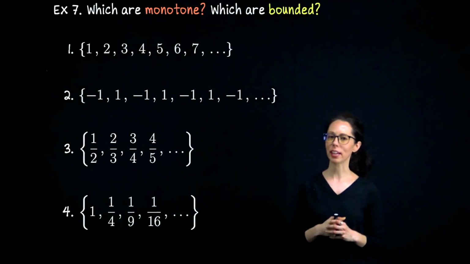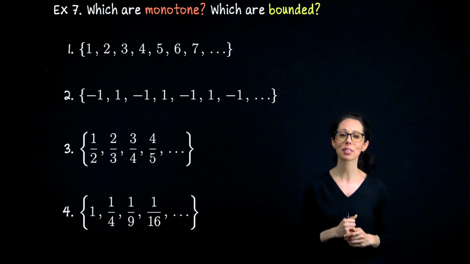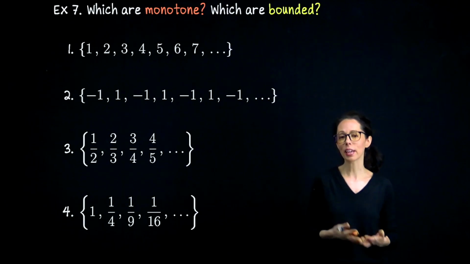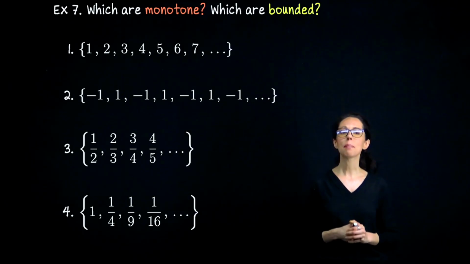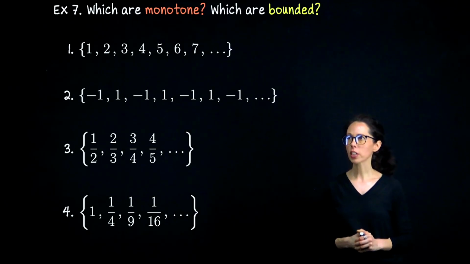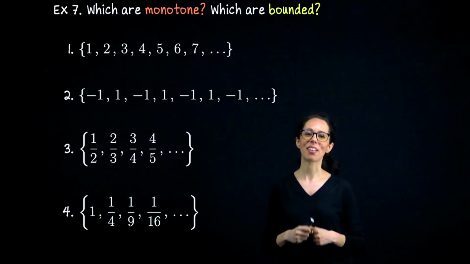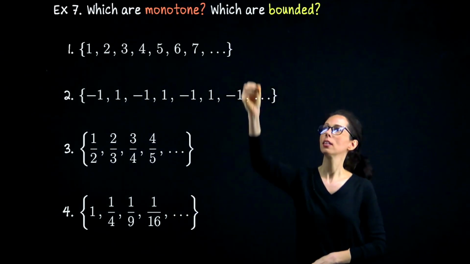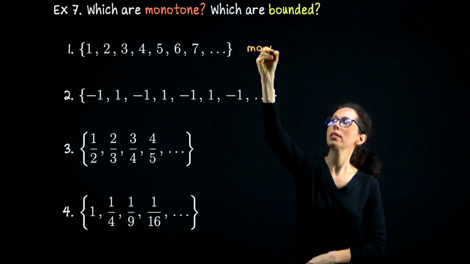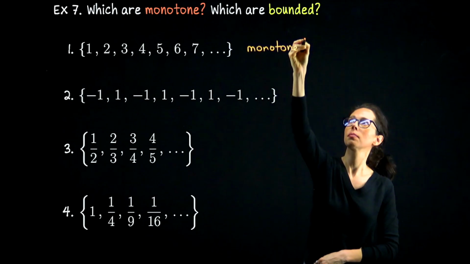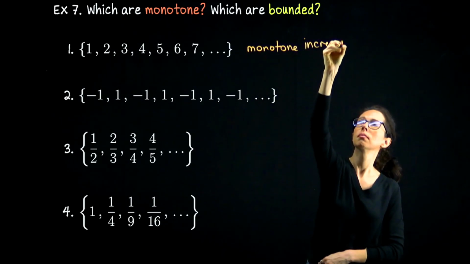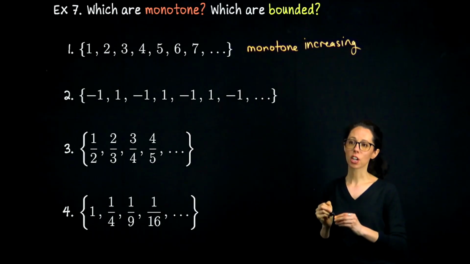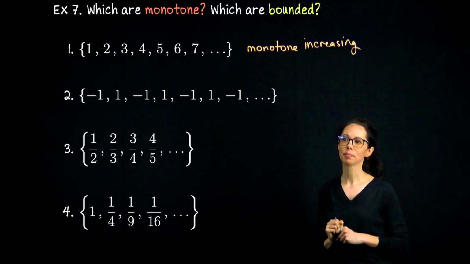Let's test our understanding of those definitions on these four examples. So for each of these sequences, is the sequence monotone? So is it increasing or decreasing? And also, is it bounded? This first sequence, 1, 2, 3, 4, 5, 6, 7, 8, 9, 10, 11, 12, et cetera, it is monotone because it's increasing. So you could just say monotone. Here I'm going to say monotone increasing. However, it is not bounded. These terms are going to grow without bound.